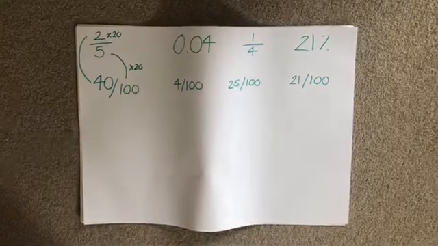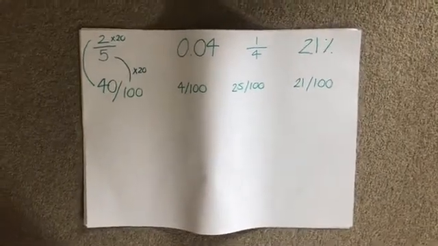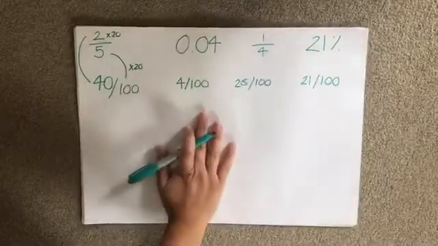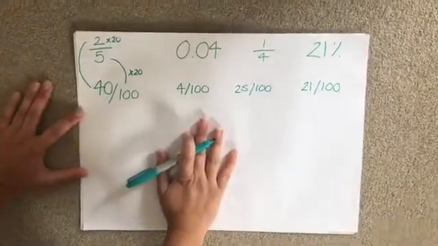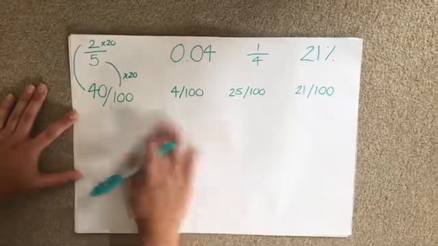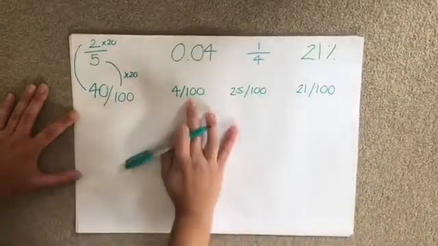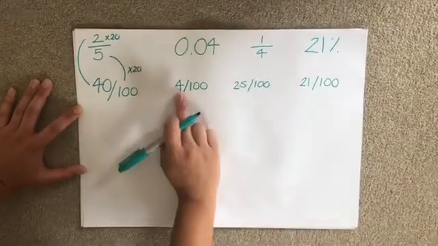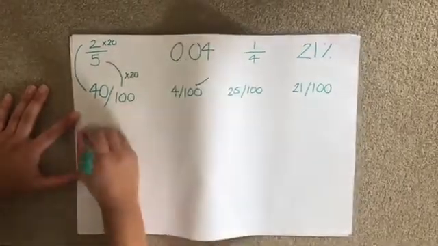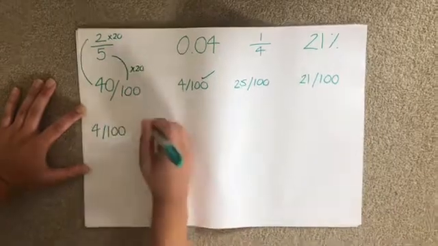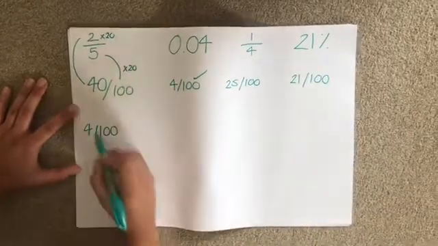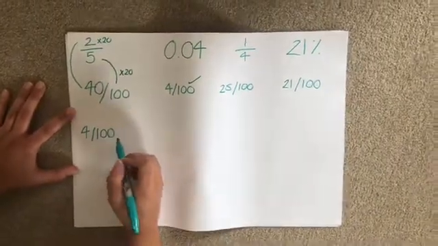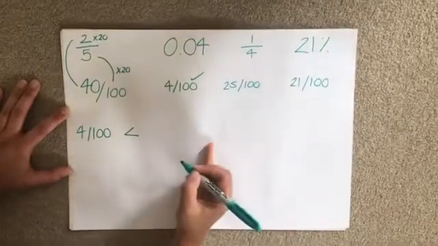So now I've got all of my original numbers out of 100 and I can order them. I'm going to order them in ascending order again. So going back from smallest to biggest. So I can see I've got 40 hundredths, 4 hundredths, 25 hundredths and 21 hundredths. So this number here, 4 hundredths, is my smallest. So that goes at the start. Smallest, okay? So we're going to say 4 hundredths is less than whatever my next number is.